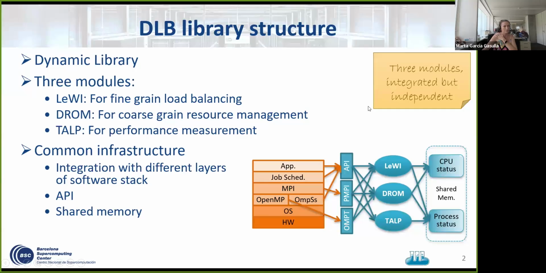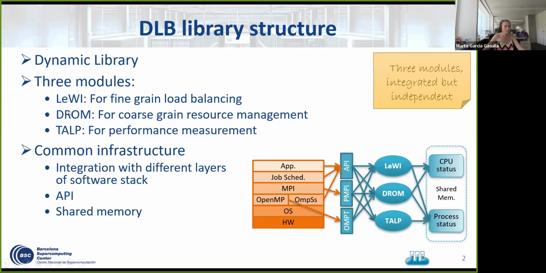I'll start with an overview of what the DLB library is, although in today's presentation we will focus on the TALP module. The DLB library is a dynamic library that started for helping load balance MPI applications, and that's the main module of the DLB library. The LeWI module takes care of doing this load balance between MPI processes of an application that has imbalance.